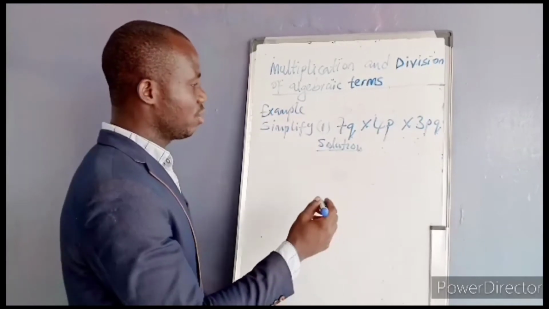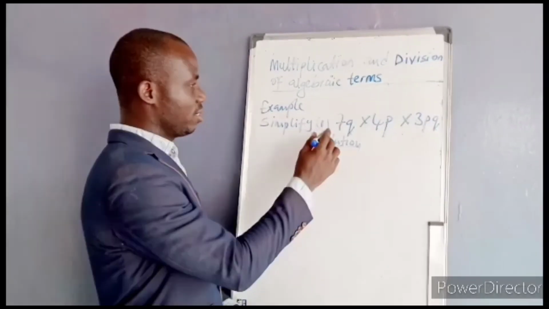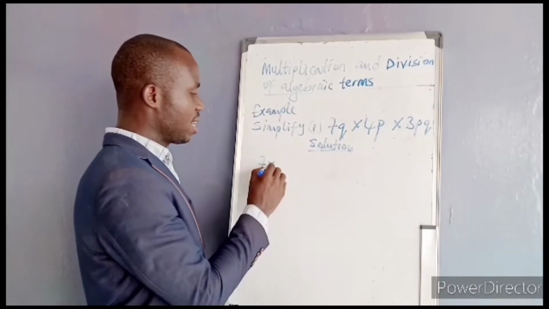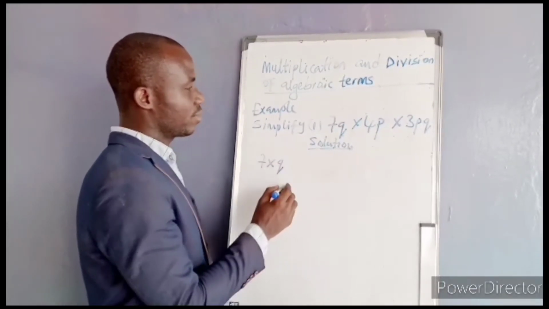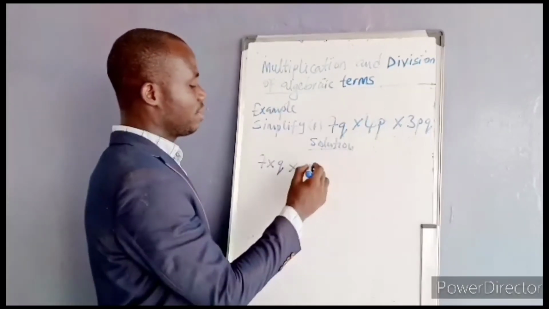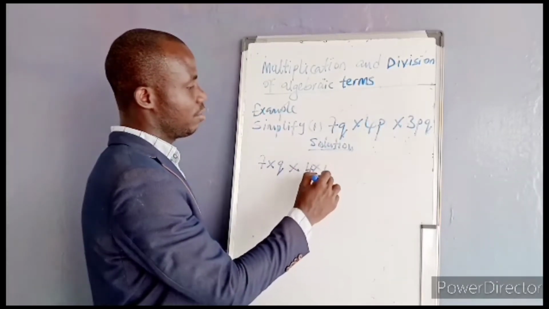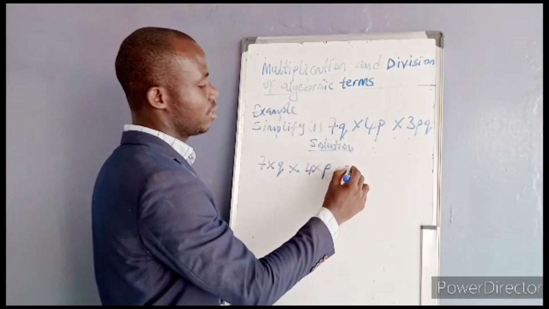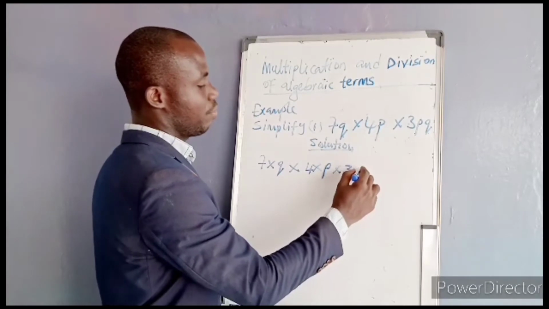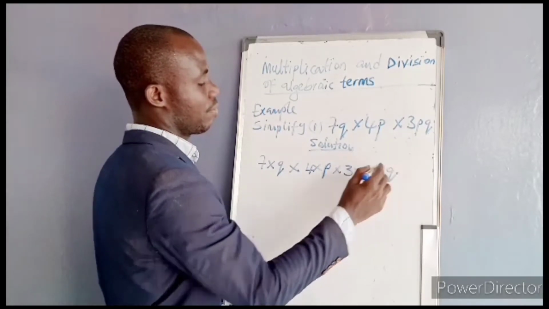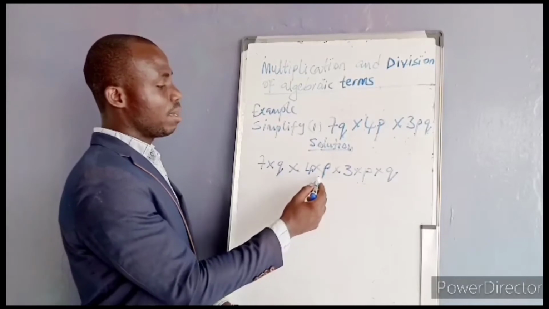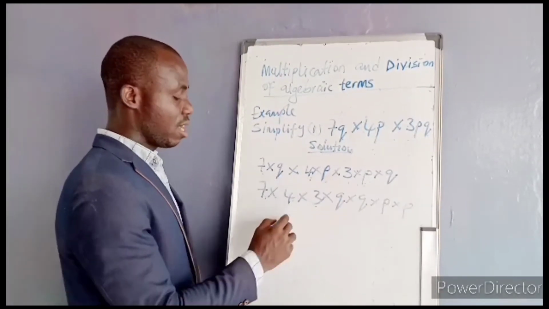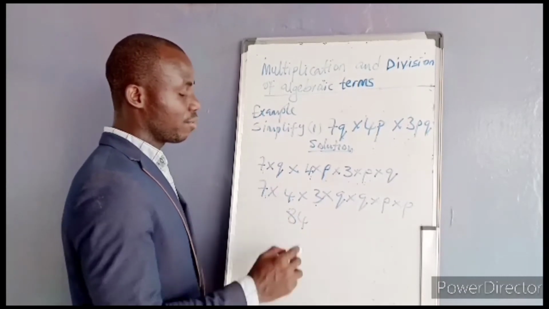Is that clear? So, for example, this is 7Q. 7Q is the same thing as 7 times Q. Times 4P is the same thing as 4 times P. And 3PQ is the same thing as 3 times P times Q. Now we're going to multiply the ordinary numbers together. 3 times 4 times 7 is 84.